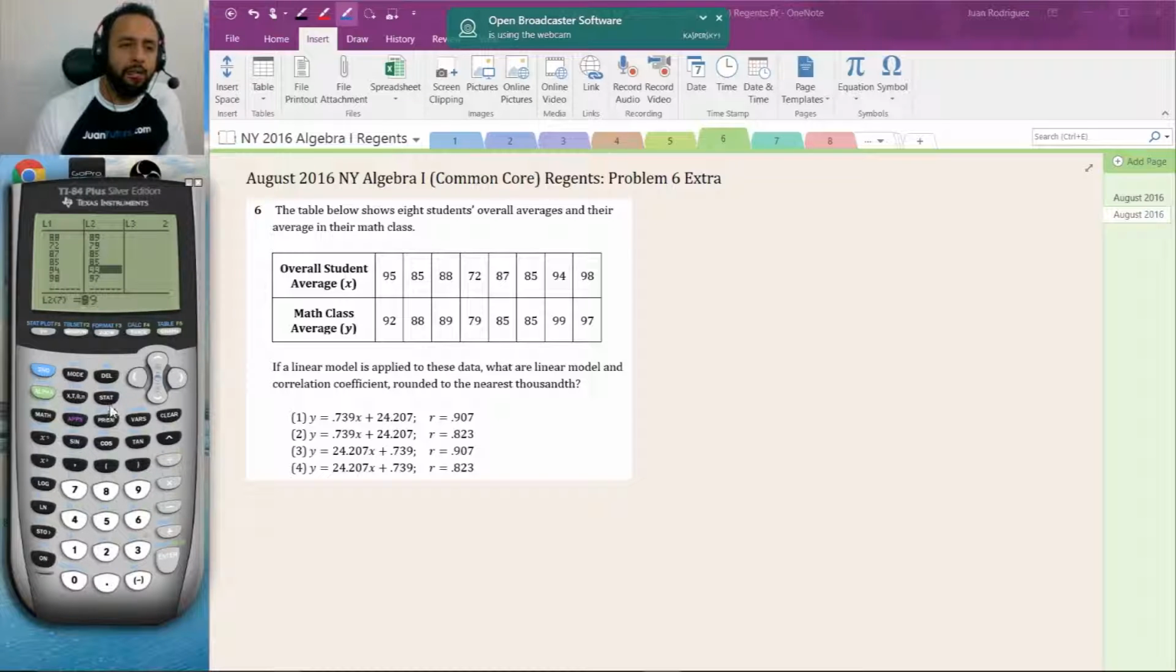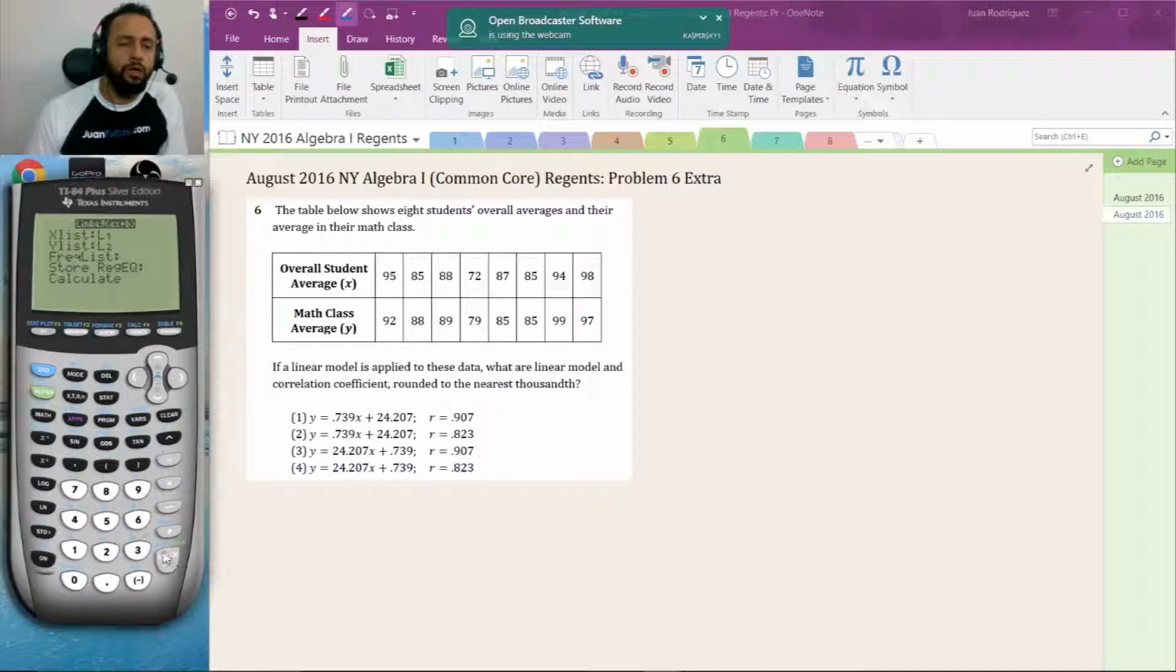So now to do the linear regression, I do calc, two variable statistics. No, I'm sorry, not two variable statistics. Linear regression, ax plus b, means that it's going to give me a line of the form ax plus b, where x is the overall student average and y would be the math class average. Okay, so I press enter. X list is L1, Y list is L2. There is no frequency list.